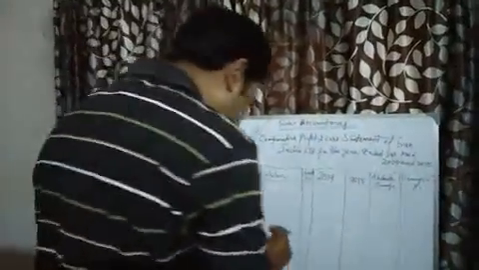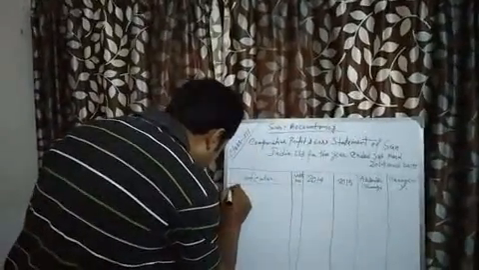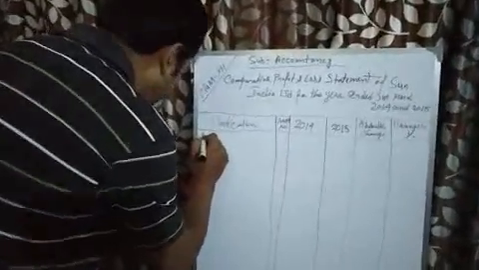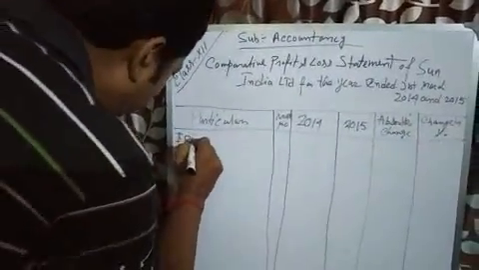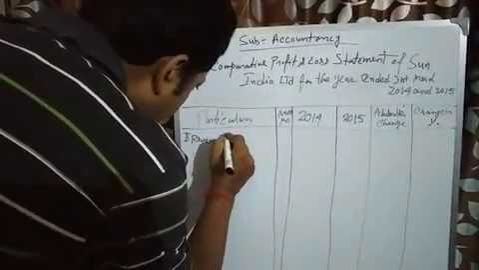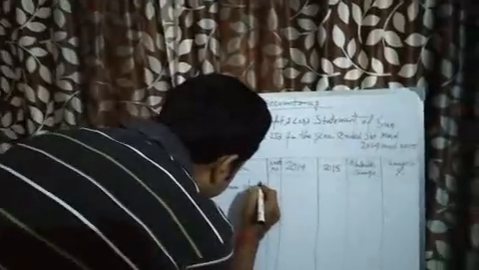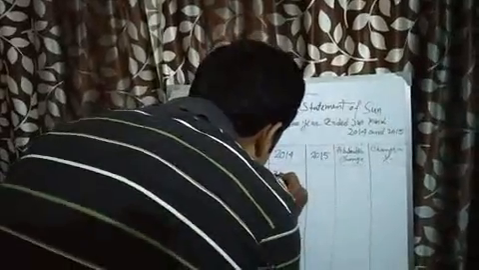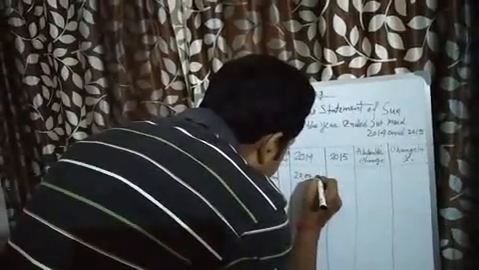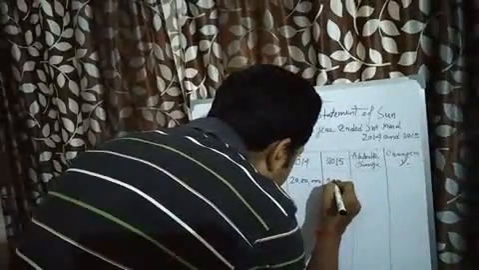First of all, whatever is given, that is revenue from operation. We just write revenue from operation, note number 1, because you have to prepare your profit and loss statement as per the Companies Act 2013. For revenue from operation, the last year figure is 20 lakh, and this year's figure is 25 lakh.